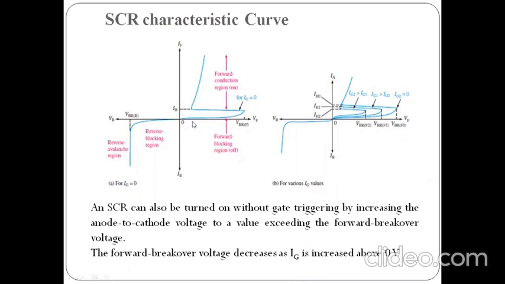The x-axis shows the anode to cathode voltage. If you increase the anode to cathode voltage until it reaches VBRF, which is called the forward breakover voltage, then the breakover voltage decreases with the increase in the gate current Ig. So the different sets of this characteristic curve are shown in the figure.